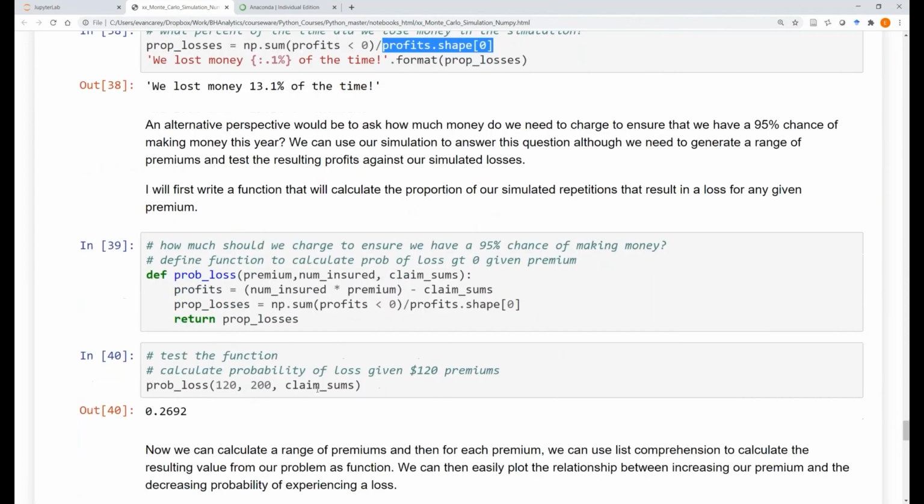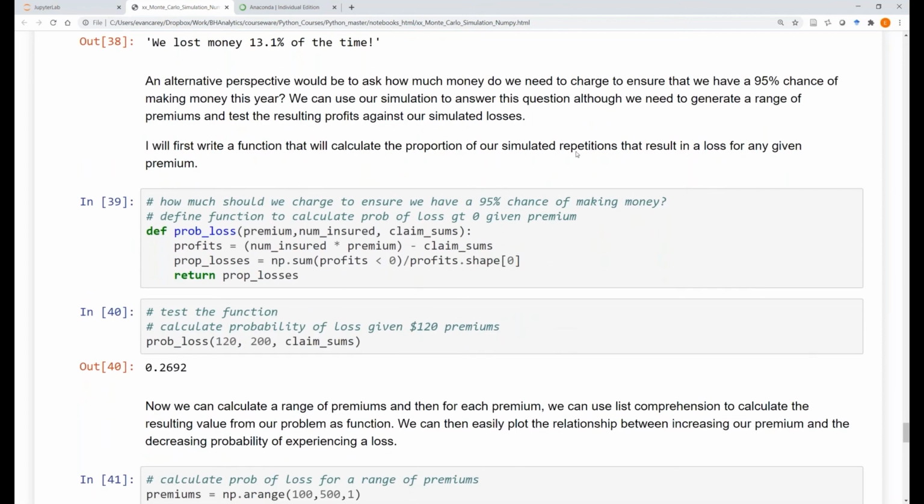All right, an alternative perspective we might say is then to say, okay, well, how much money do I need to charge to ensure that 95% of the time I will make money? Yeah, I might have a loss 5% of the time, but 95% of the time we need to be in profit. And of course, you could also set a threshold to say a profit of at least a certain amount. So we can use this simulation to answer this question, but we now need to generate a range of premiums, right? So we're saying, how much do I need to charge? Well, let's say we charged $150, we lost money 13.1% of the time. Okay, well, let's say we charge $160 and so forth.